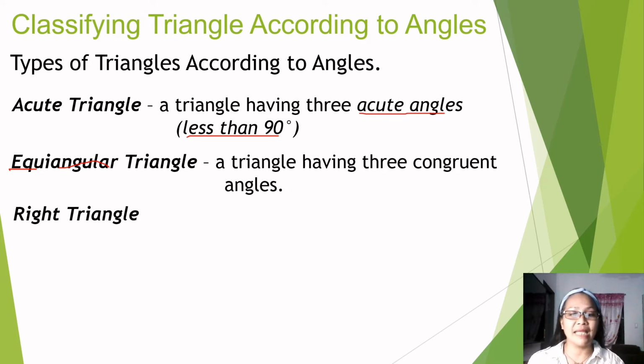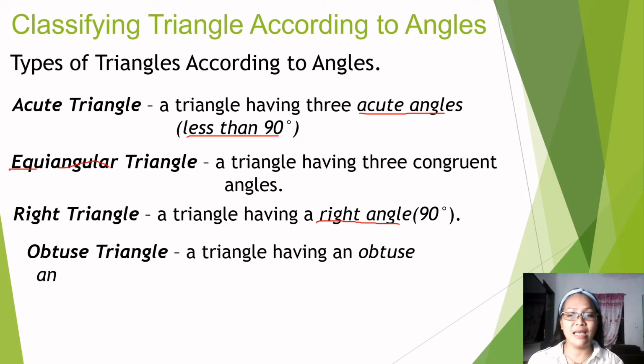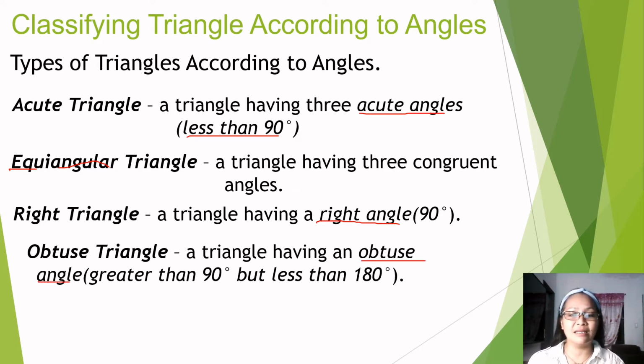Next, the right triangle, a triangle having a right angle. When we say right angle, one of the angles is 90 degrees. Usually, you can identify this by the symbol of a small box in an angle. Next, the obtuse triangle, a triangle having an obtuse angle. When we say obtuse angle, this angle is greater than 90 degrees but less than 180 degrees.